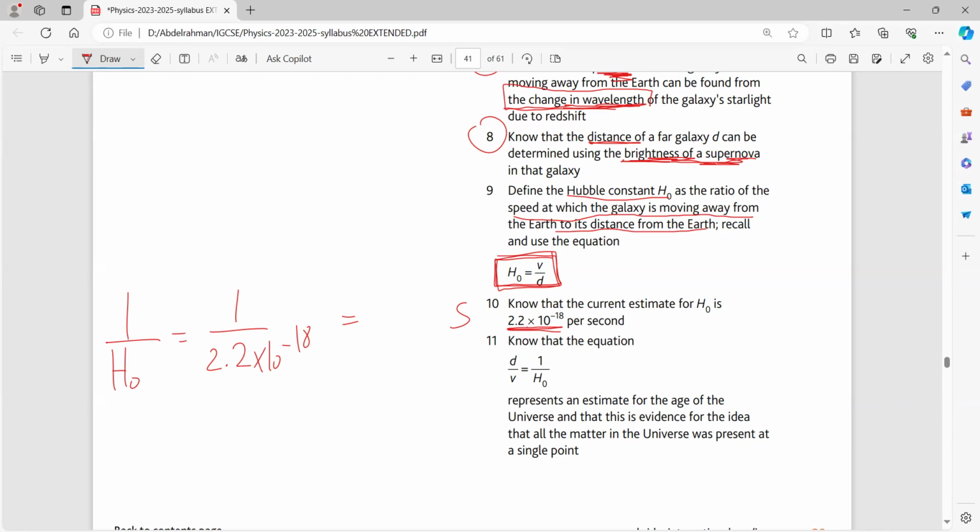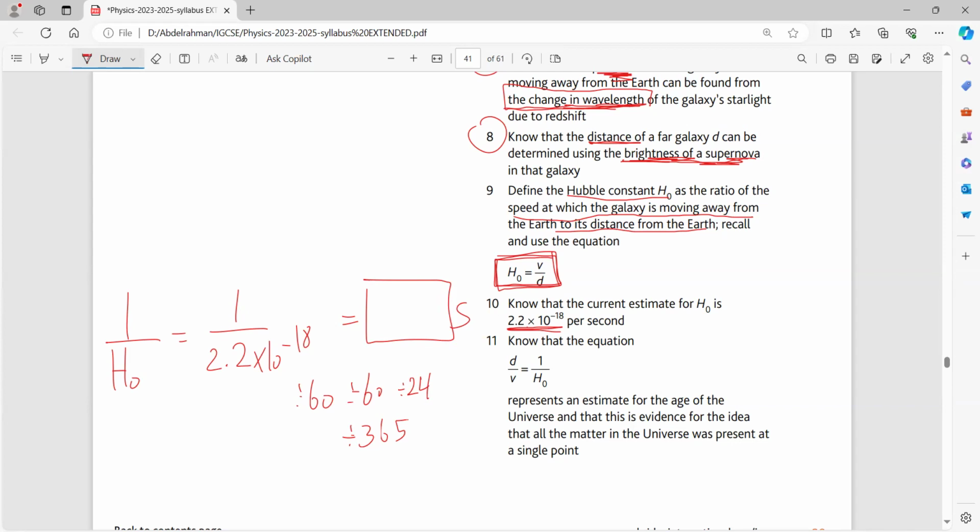What did we multiply to convert it to years? To convert the seconds to years, we just need to divide by 60, then divide by 60 again, then divide by 24, and divide by 365. Or you can just do 1 over the Hubble's constant, which will give you the time in seconds. If you calculate it, you have the calculator.